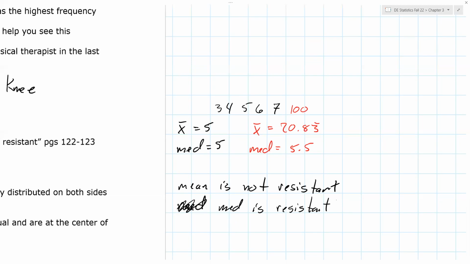So I'm going to use the middle, which is 5 and 6, to find my median. If I had added a data point that was a million instead of 100, my median would still be the same. But my average would keep getting bigger and bigger as that outlier becomes more extreme. So that's the idea behind resistance and non-resistance.